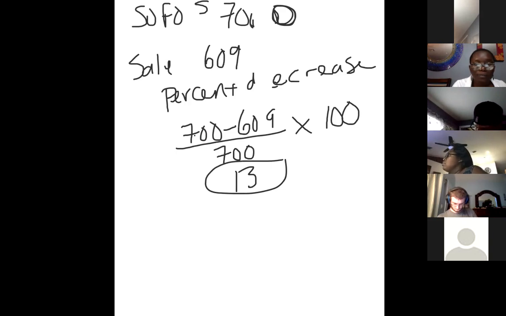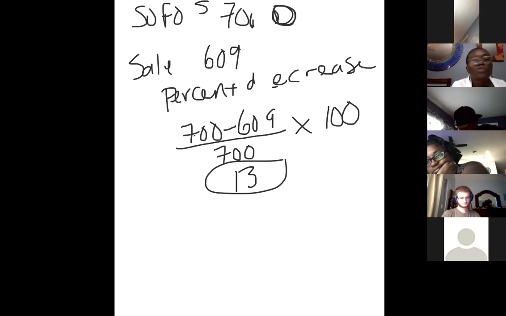How did you put that in the calculator? Okay, I think it's easiest to go ahead and do the fraction first, get the answer, and then times it by 100. So personally, I would do 700 minus 609, hit enter, so you get your 91. 91 divided by 700, and then hit enter, and then times it by 100.